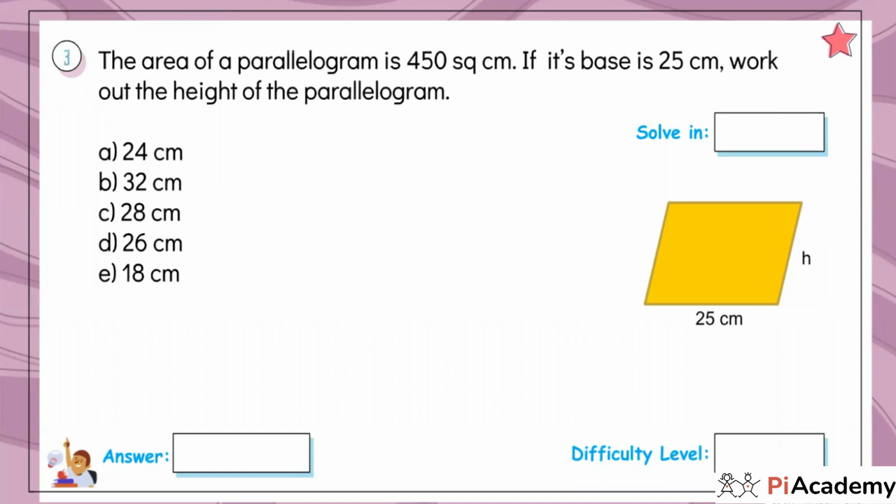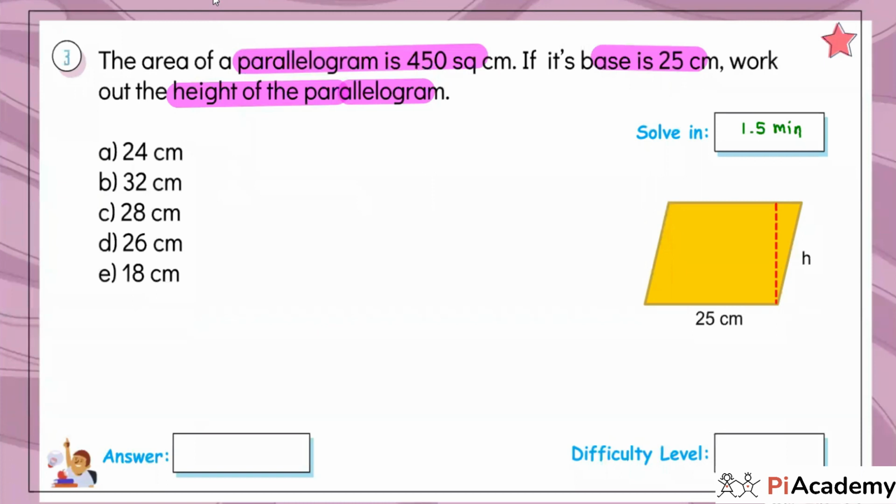Okay, Martin, can you please read this question? Okay. The area of a parallelogram is 450 square centimeters. If its base is 25 centimeters, work out the height of the parallelogram. Okay, thank you. Please do this question, all of you, and I'm providing the time of 1.5 minutes for this question.